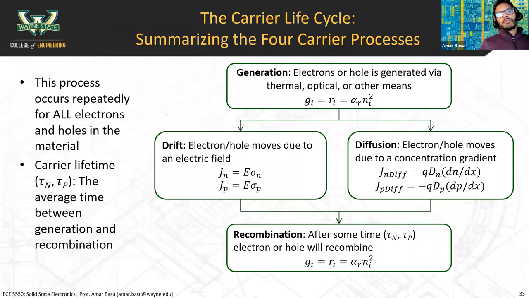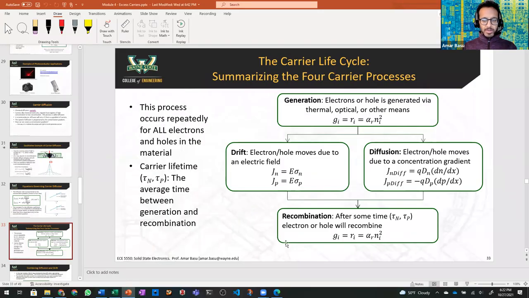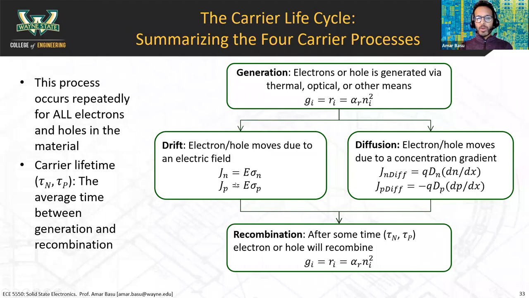All right, so at this point, we can summarize the carrier life cycle. Since we've talked in detail last class and this class about each process, now we can show the equations corresponding to each process. For steady state generation, we have GI equals RI equals alpha R times NI squared. That's the generation rate, and GI and RI are equal to each other. If we're talking about non-steady state, then the carrier concentrations are an exponential function of time. I haven't put that on the slide here. I just put some simpler equations here.